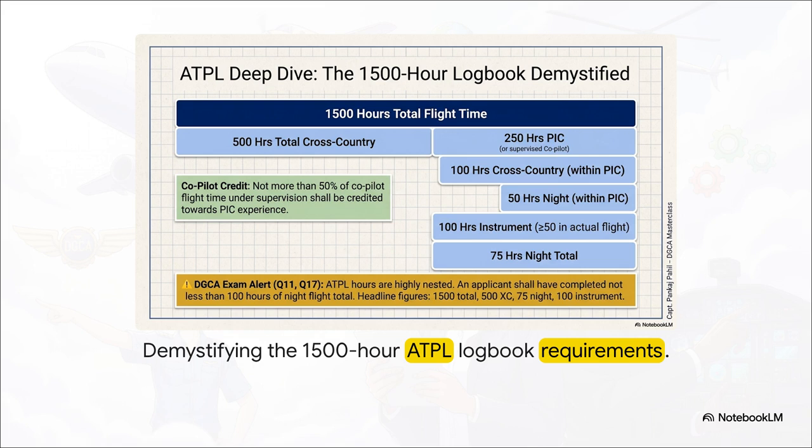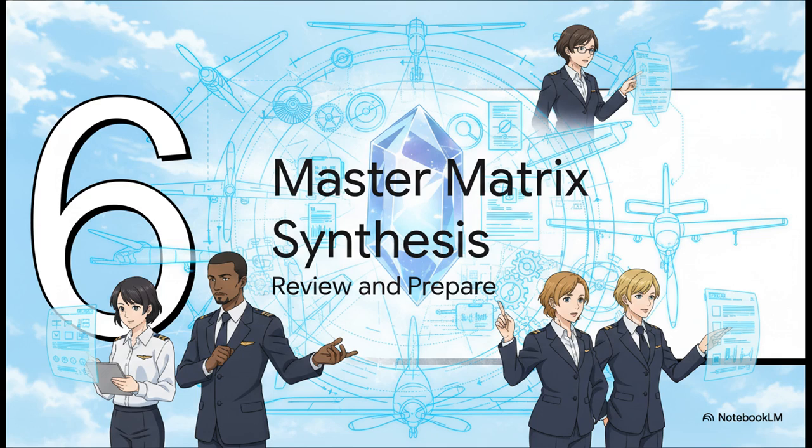Your exam tip. Examiners test these nested subcomponents ruthlessly. You've got to memorize these headline figures, 1,500 total, 500 cross-country, 100 instrument, and 75 night. Drill them in. And finally, Module 6, Master Matrix Synthesis. Time to review and prepare.